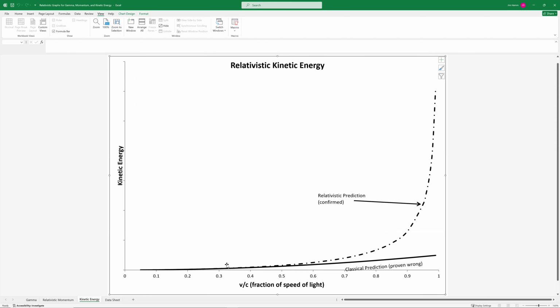The classical prediction should be a parabola, because it's 1/2 mv squared, but on this scale, with such a cramped vertical scale, you can't even see that. But the relativistic prediction is a curve like this that goes through the roof, and that has been confirmed as well.